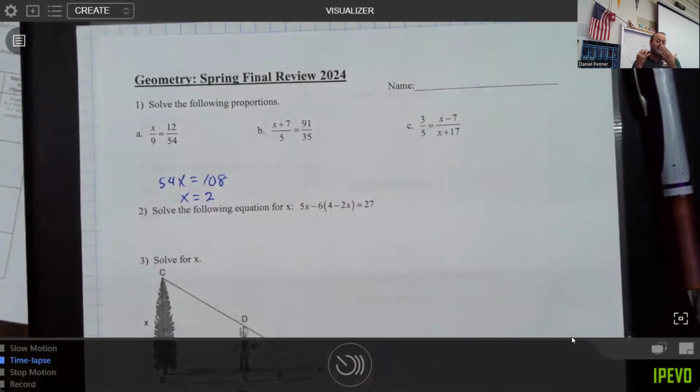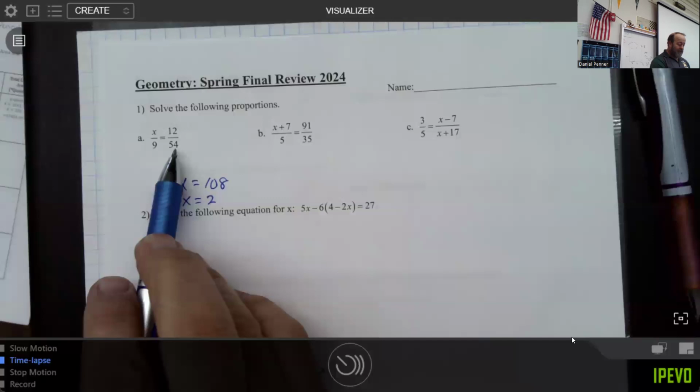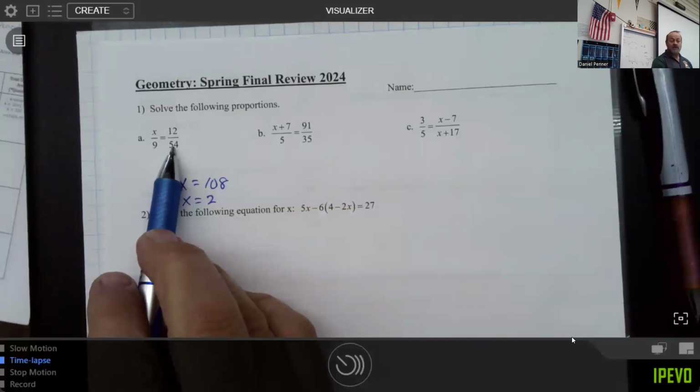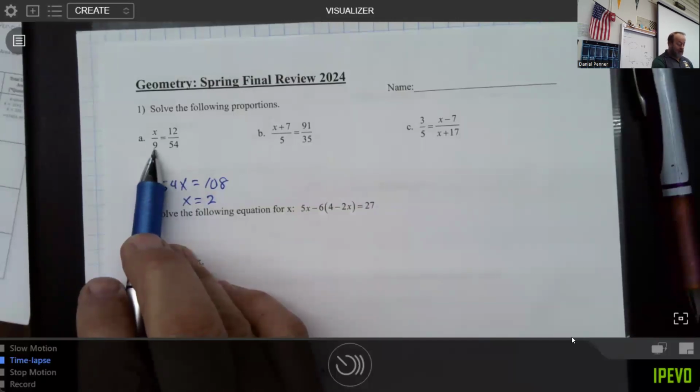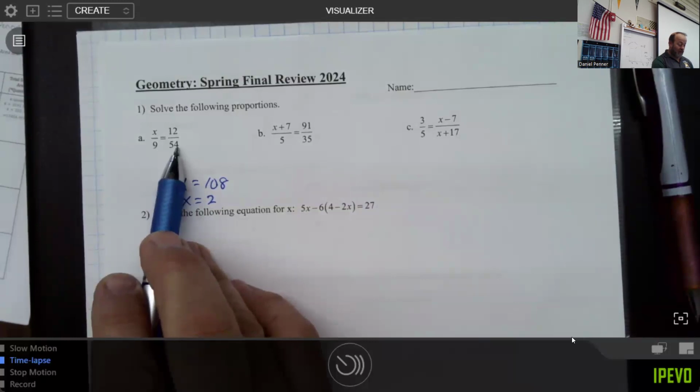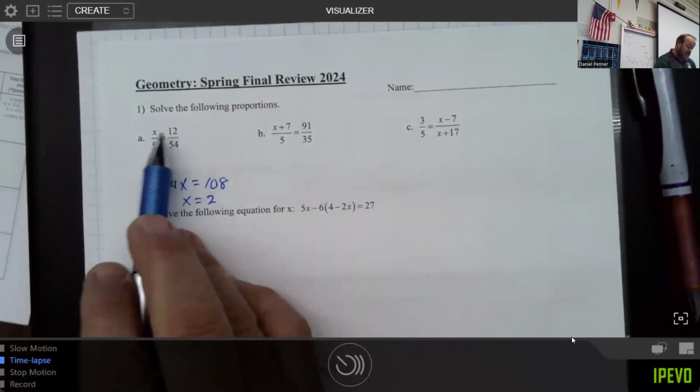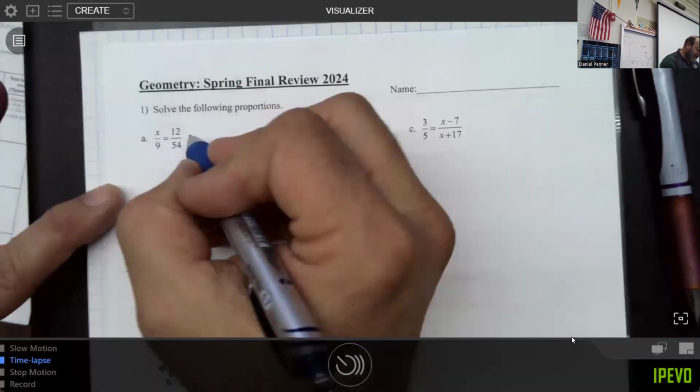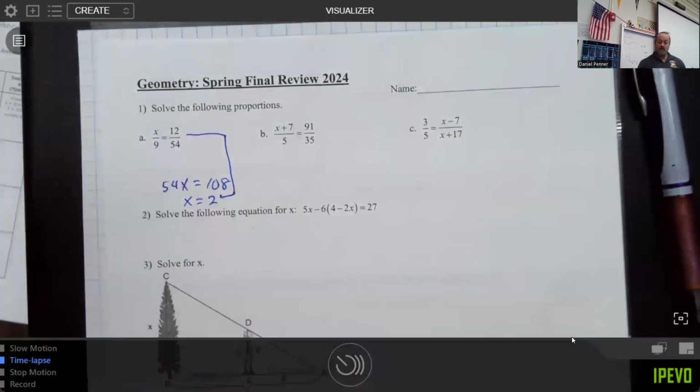Now, what I mean that that's not the most efficient way is you could see right here, 54 has a relationship with 9. 9 times 6 is 54, right? So 54 divided by 6 is 9. 12 divided by 6 is 2. We could have just looked at it and seen the number 2.